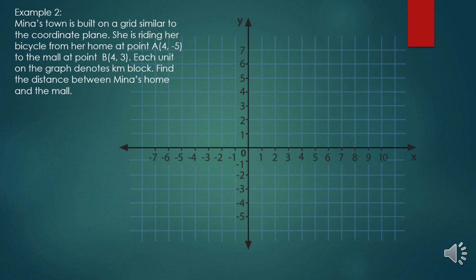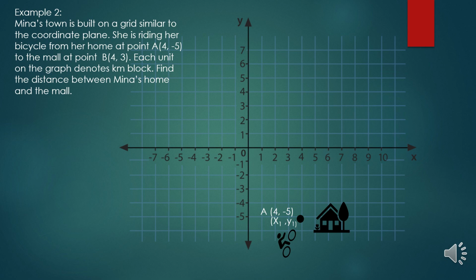Okay, we have example number 2. Mina's town is built on a grid similar to the coordinate plane. She's riding her bicycle from her home at point A, where point A has a coordinate of x is positive 4 and y is equal to negative 5. So we can locate this in our xy plane from the point of origin. Since x is positive 4, we move 4 units to the right. Y is negative 5, then move 5 units downward, and that is point A. So x sub 1 now is 4, and y sub 1 is negative 5.